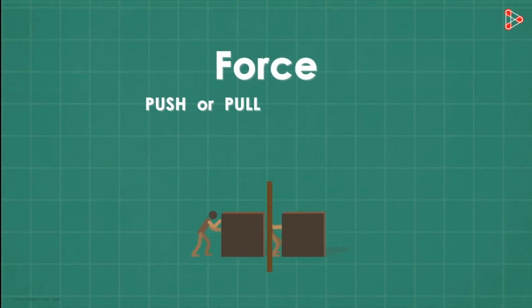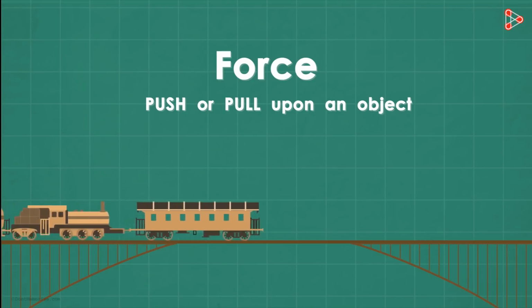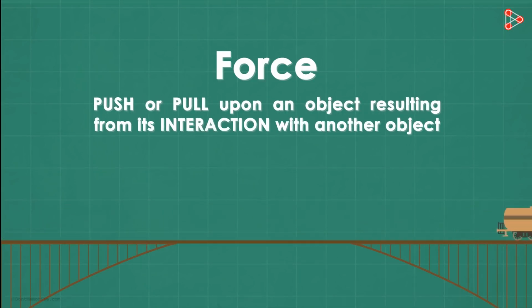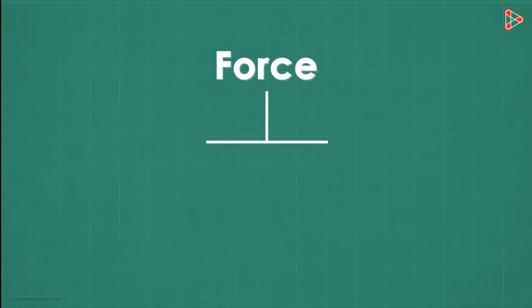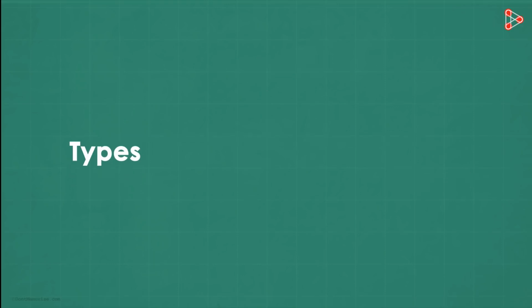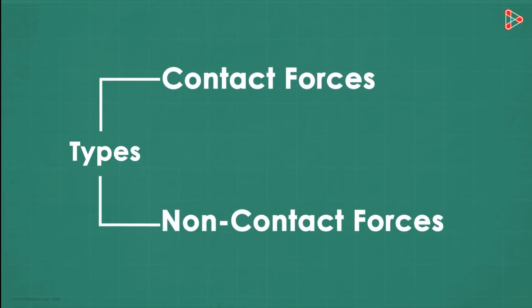In the first part, we saw that force is not just a human pushing or pulling an object. A force is a push or pull upon an object resulting from its interaction with another object. There are two things we will cover in this video: types of forces and the effects of forces. For simplicity, we can classify forces into two types: contact forces and non-contact forces.